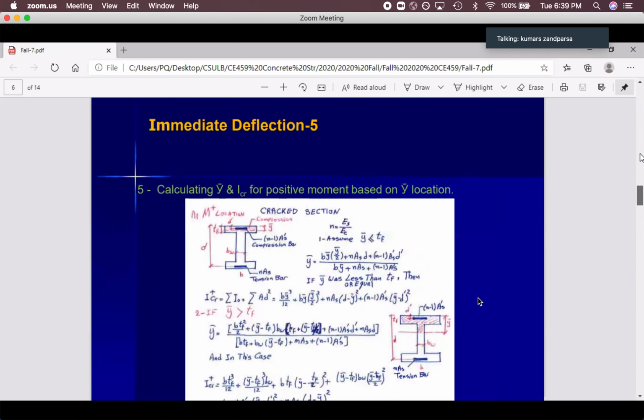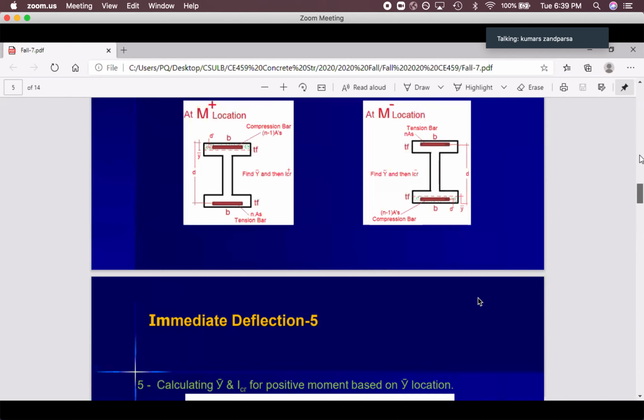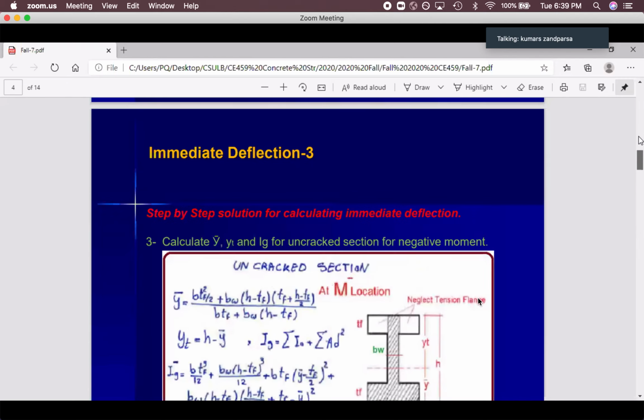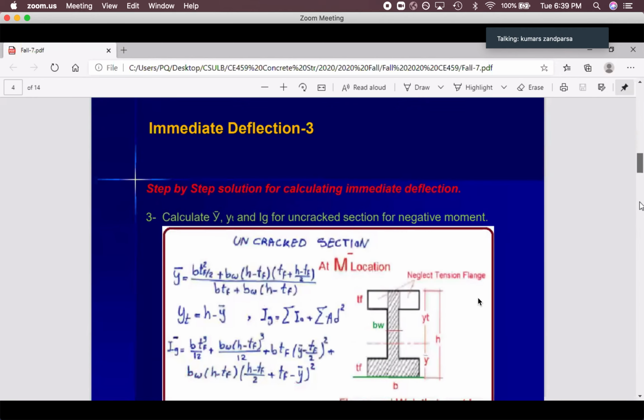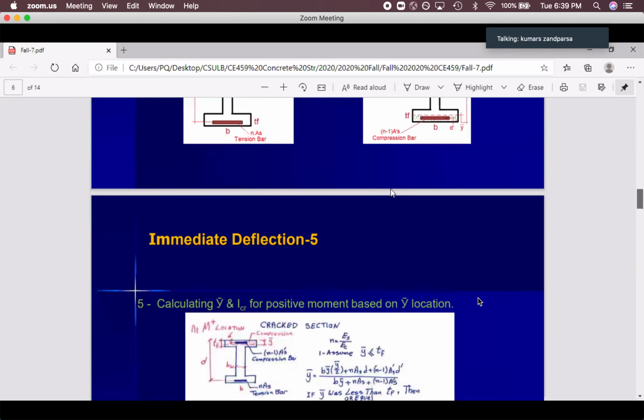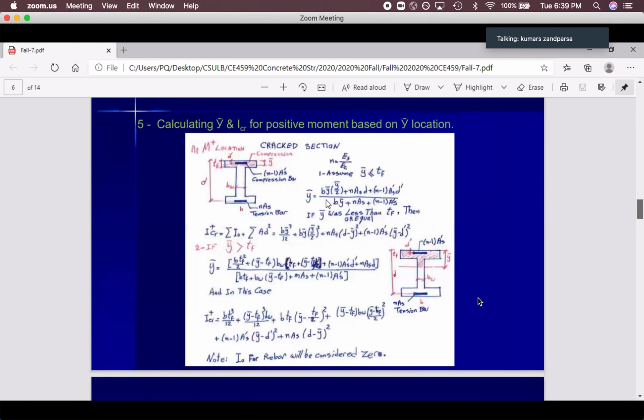So for the uncracked section, you have the y bar based on this one. Then for the cracked section, you have to go to this one for M positive and find this y bar. As you can see, you have y bar unknown at both sides, so you will get a quadratic equation. Then you have to calculate and find y bar. You will get 2 answers for y bar. One of them is negative, one of them is positive. The negative one is not acceptable. Go with the positive one.